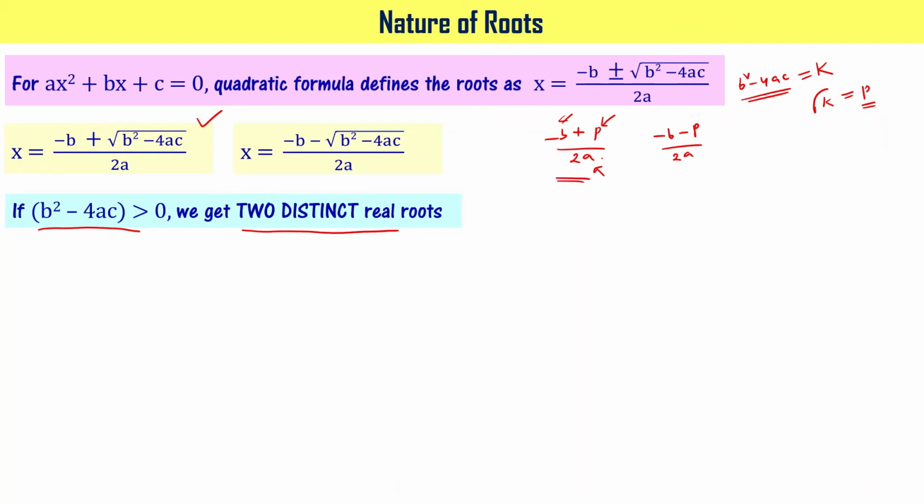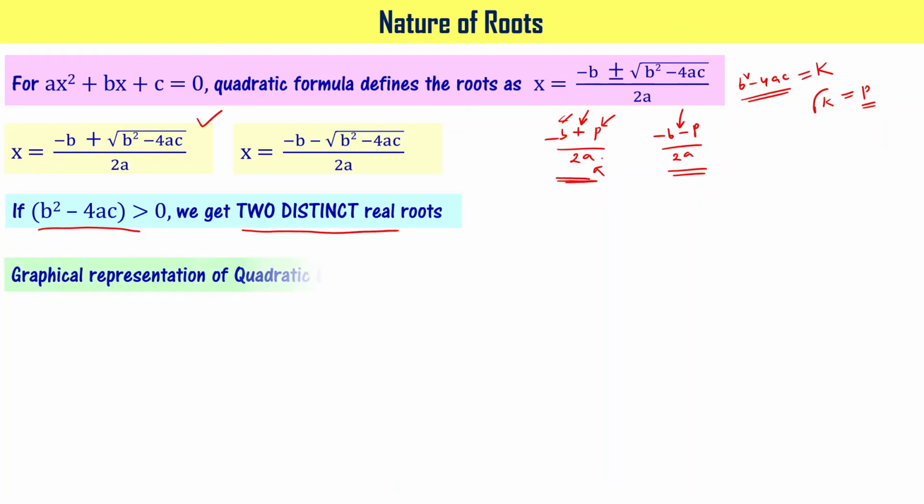One root is a real number and this root is also a real number, and these two are different because look at this, here I have plus sign and here I have minus sign. For that reason these two are distinct roots, different roots, and they are both real numbers. You understood? When b square minus 4ac is greater than 0, we get two distinct real roots.